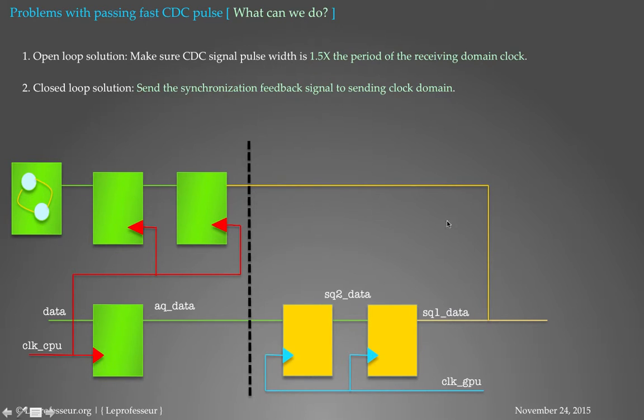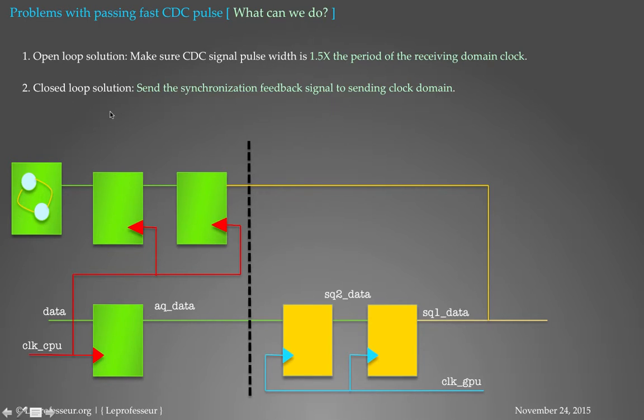Now there are advantages and disadvantages of both techniques. In the first technique, the open loop solution, you know in advance the clock frequency of the receiving clock domain, and your CDC signal pulse width is 1.5 times. But what happens if the technology changes or something changes and the designer forgets to update the design, which is based on the open loop solution? Then the design will fail.